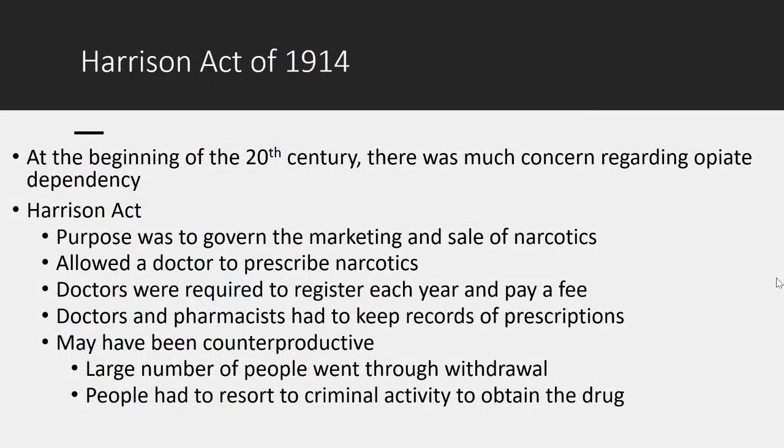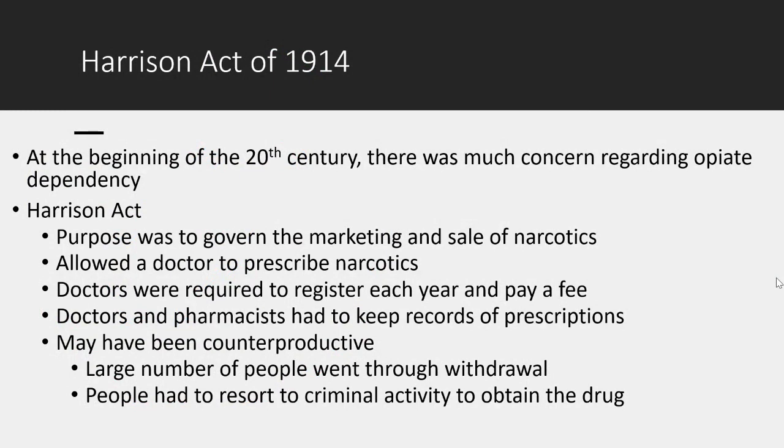And then about 10 years later, at the beginning of the 20th century, there was a lot of concern regarding opiate dependency. And so this led to the passing of the Harrison Act of 1914. The purpose was to govern the marketing and sale of narcotics. So before, you could just get narcotics. What this mandated is that doctors had to prescribe narcotics. So now you had to go through a doctor.